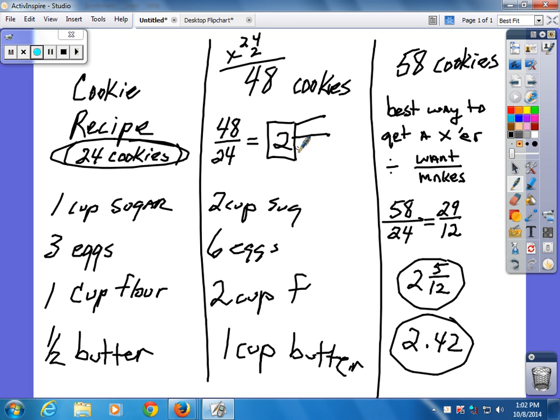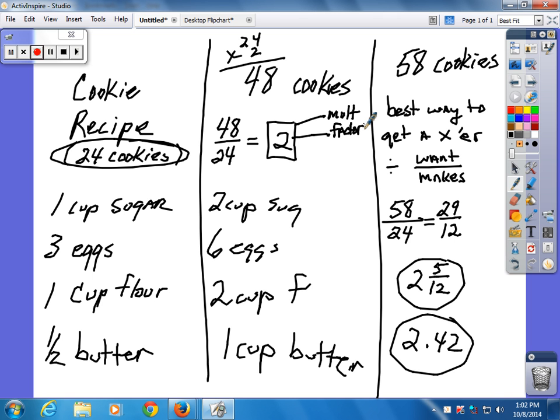Now, what is this called? This guy right here is called a multiplying factor. What does a multiplying factor do? It's a number that lets you get what you need. All right? Here, I have 24 cookies. The multiplying factor for 48 is what? 2. The multiplying factor for 58 is what?